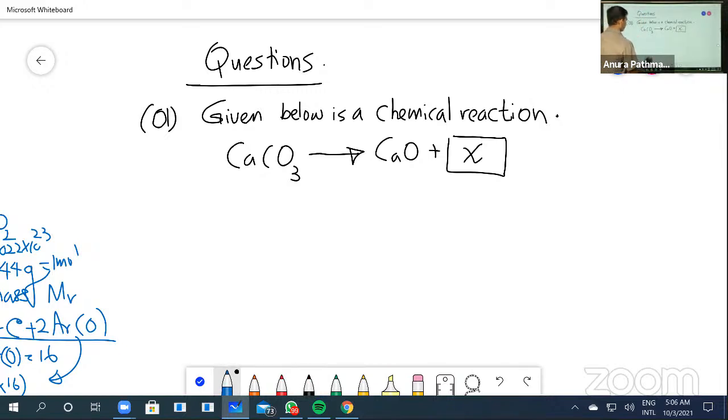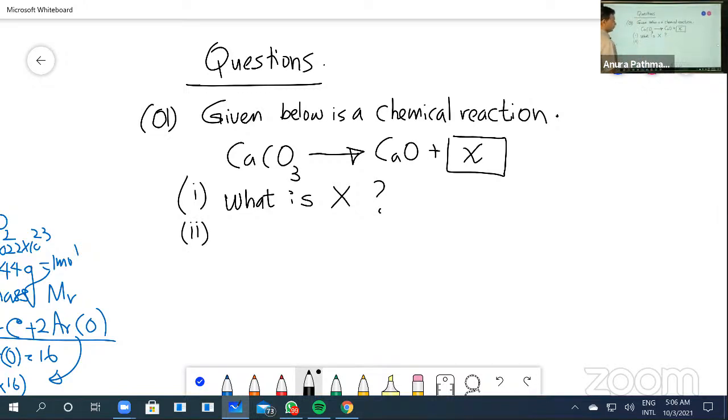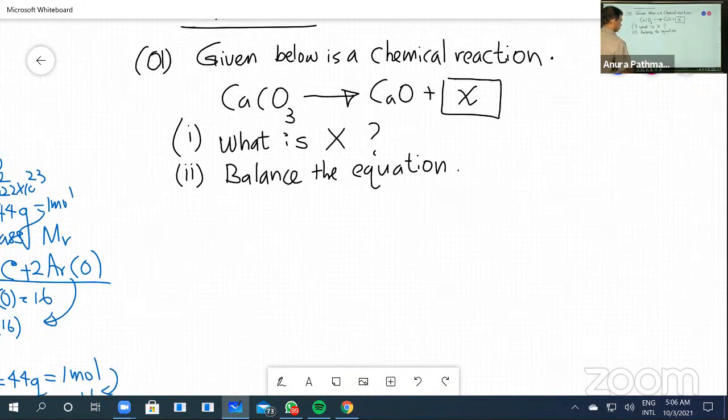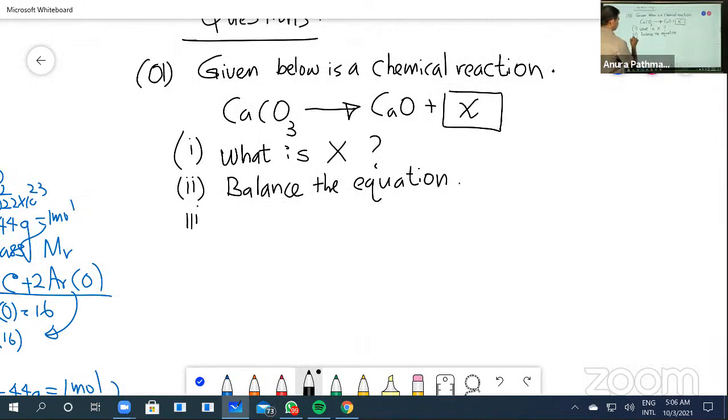Simple one. What is X? Two. Balance the equation. Third one.